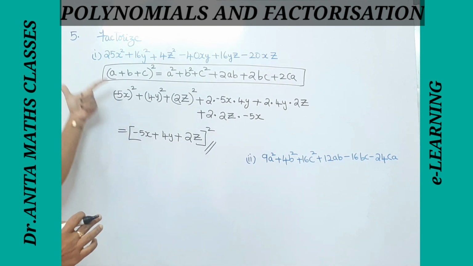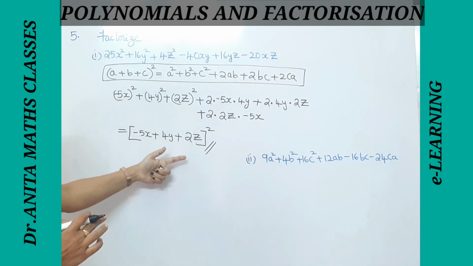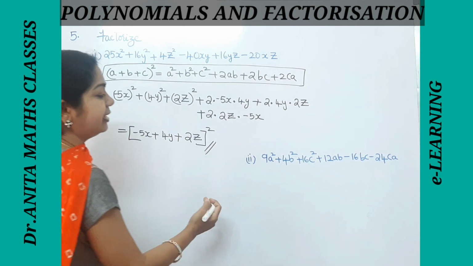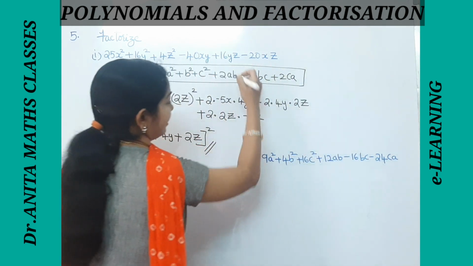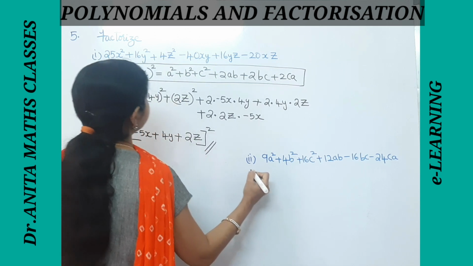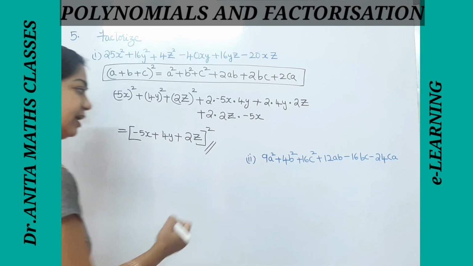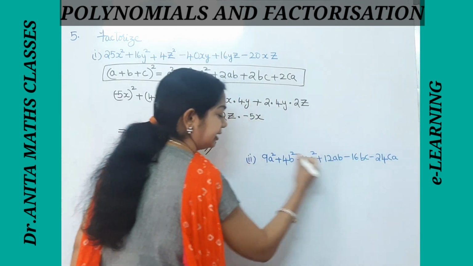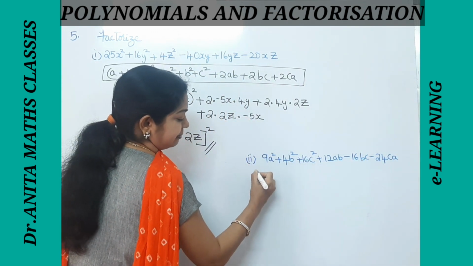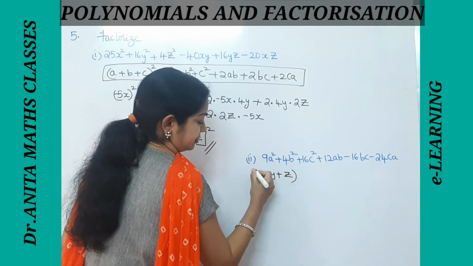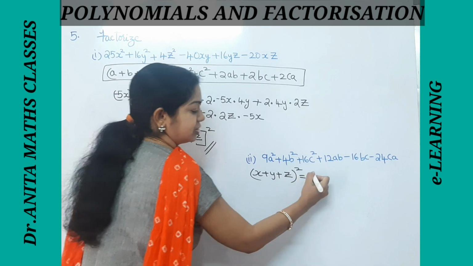Okay. Hence, we have factorized this expansion into this form. Now, let's see the next problem. In a similar way, we will be applying the same formula. Since this is in xy, I had written the a plus b plus c formula. Now I'll write it in the form of x plus y plus z. The formula is the same, but the variables I am changing, that's all.